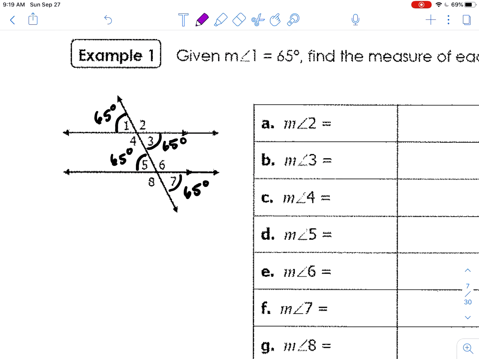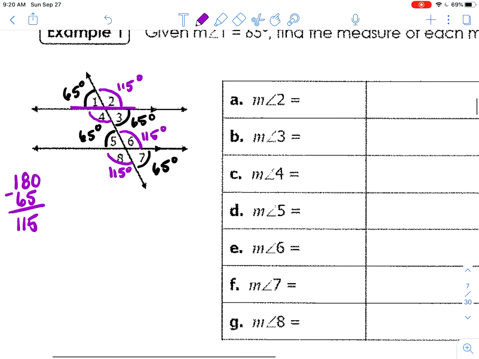Now, I can use linear pairs. Angle 1 and 2 are on a line, so that means angle 2 is going to be supplementary with 65. So if I wanted to find that, I would take 180, subtract 65, and that's 115. So angle 2 is going to be 115. It's vertical to angle 4, so I know angle 4 is 115. And then angle 2 and angle 6 are corresponding, so this is also 115. And then vertical angles we can use to identify angle 8 is also 115. And we figured them all out.